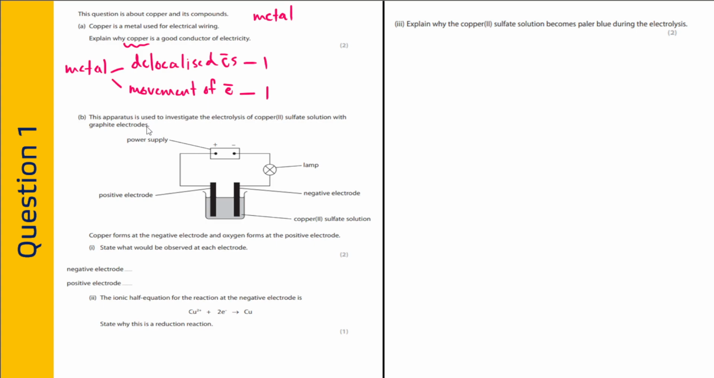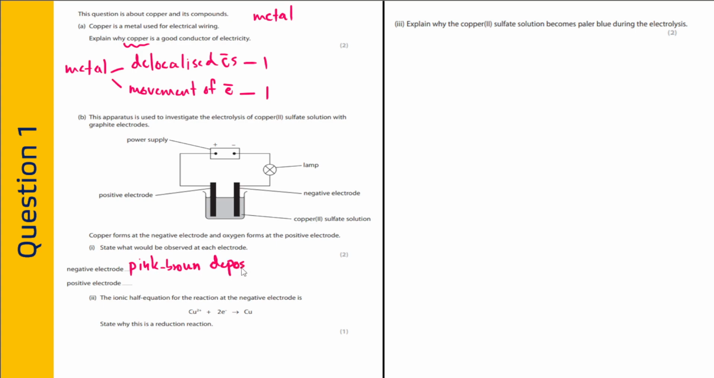The apparatus is used to investigate the electrolysis of copper sulfate solution with graphite electrodes. Copper is forming at the negative electrode and oxygen forms at the positive electrode. State what would be observed at each electrode. So be very careful. We're asking about observations, okay? So it's not asking you to write down equations. So at the negative electrode, since it is copper, you would see a pink brown deposit being formed.